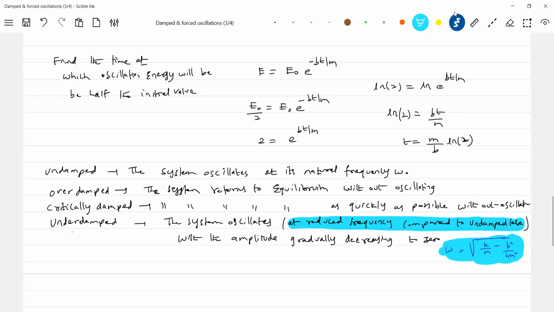What is the new frequency of oscillation? They'll ask you. So there's a new frequency of oscillation. Undamped, this will not be there. Only when underdamped you have to use it. So don't say, for a critically damped, this is omega. In critically damped, what happens? The system will not oscillate. Only in underdamped it will oscillate gradually.